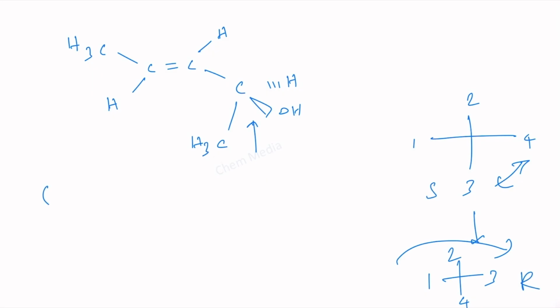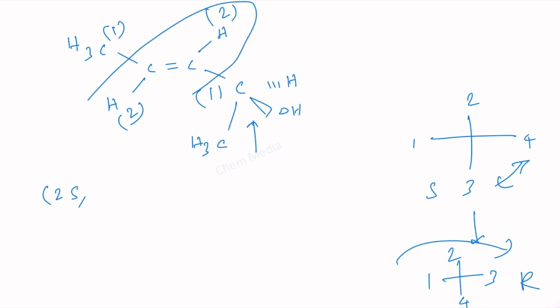And therefore 2S. And then this is higher priority, this is lower priority, this is lower priority, this is higher priority as per the Cahn-Ingold-Prelog rules. So, our priorities are on the opposite side. This means it is E isomer. Therefore, 2S, 3E, pent, because we have 5 carbon atoms in the parent chain, 3-ene 2-ol. That should be the correct IUPAC name.